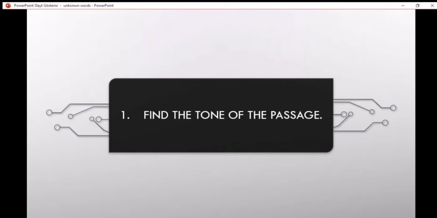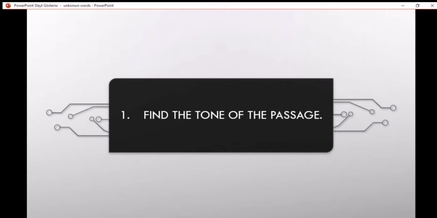First, what we need to do is find the tone of the passage, which is the way the writer tells us the topic. If the writer is trying to tell us the advantages of a topic, or the disadvantages of a topic, or a comparison, or a contradiction between an advantage and a disadvantage of a topic, it could also be an introduction of a topic, or it might talk about a disease or a research.